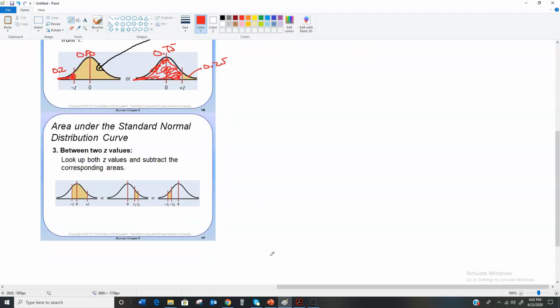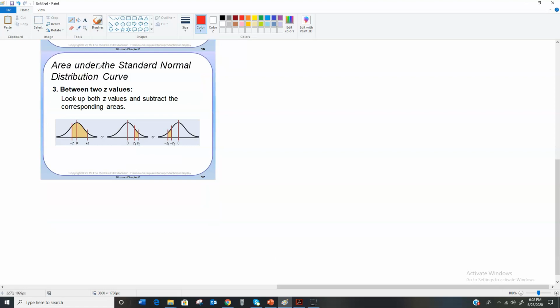We're getting there. And then last but not least, if you have an area that's between two values, you don't want to know above or below, you want to know between. Well, what we do is we look up both z-values and subtract. So you'll have a chart value for z2, let's say, and then you'll have a chart value for z1, and you're going to subtract those. So you're going to look up two different z-values, write them down and subtract them, and that'll be the area in between.